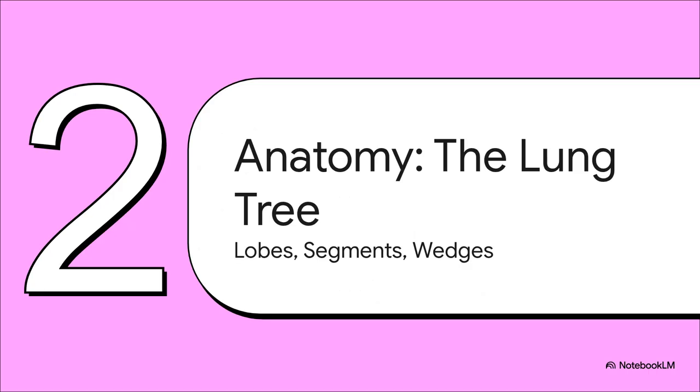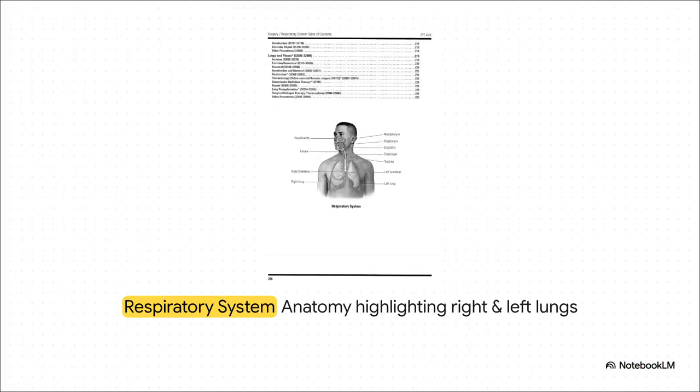Moving right along to section 2, anatomy, the lung tree. Okay, before we can even think about assigning codes, we absolutely must master the underlying anatomy. If you don't know your lobes from your segments, you simply cannot code lungs and pleura accurately. It's really that simple. You can clearly see the right lung and the left lung branching off from the trachea here. And here's a fun fact.